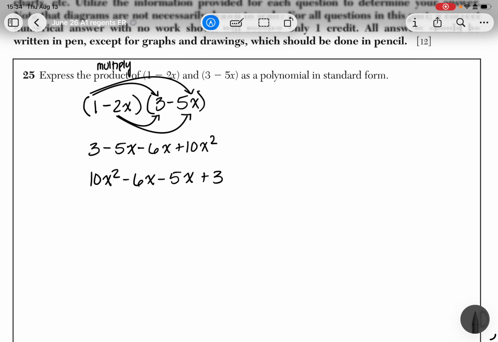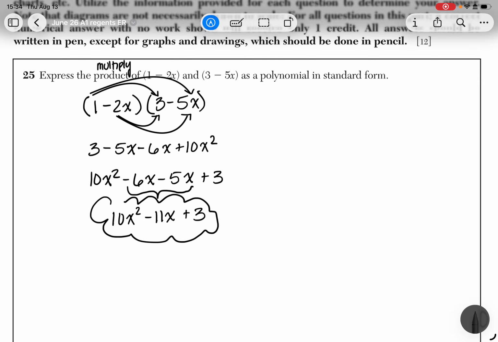From here, all we need to do is combine our like terms. Like terms are values that have the same variable and same exponent, or they're constants. Here we have negative 6x and negative 5x, so we can combine. So we're going to bring down that 10x squared, and then negative 6x minus 5x is negative 11x, plus 3. And this will be our final answer.